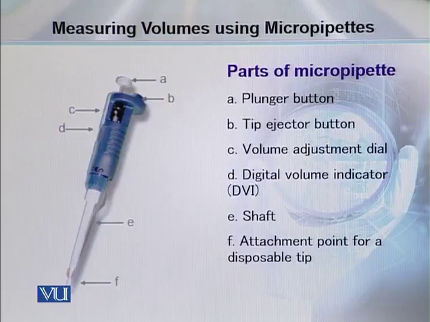Then we have a volume adjustment dial. This volume adjustment dial can be rotated clockwise or anti-clockwise so as to adjust the volume from the given range of any micropipette. There is a digital volume indicator that shows you how much volume right now a micropipette can pick up. Then there is a shaft and there is an attachment point for disposable tip.